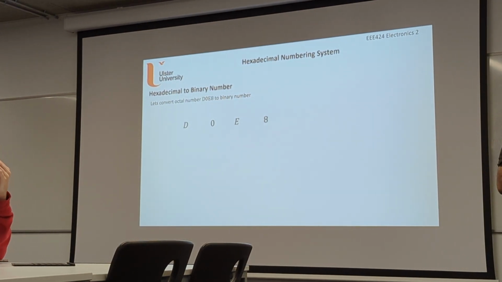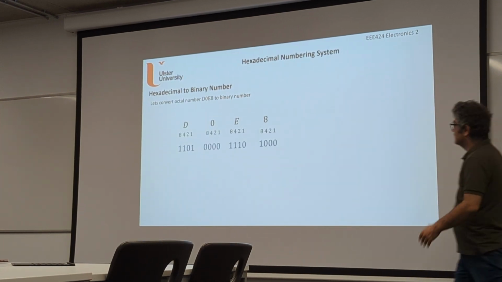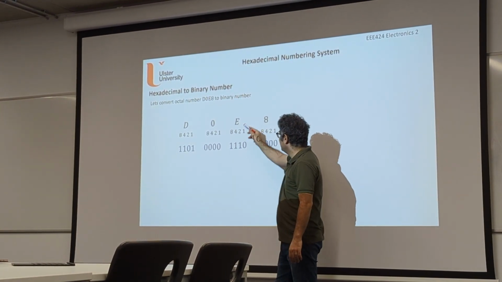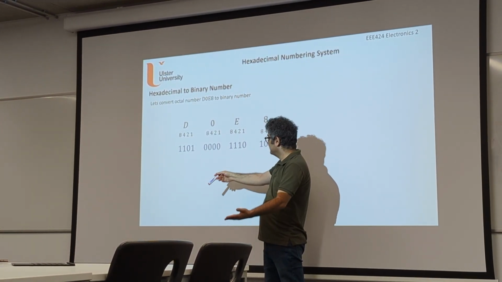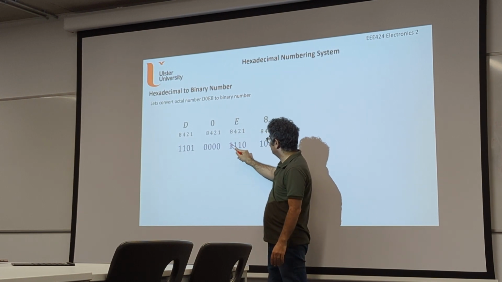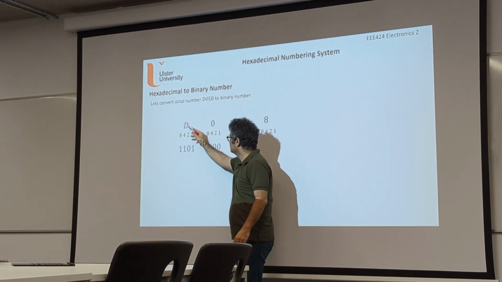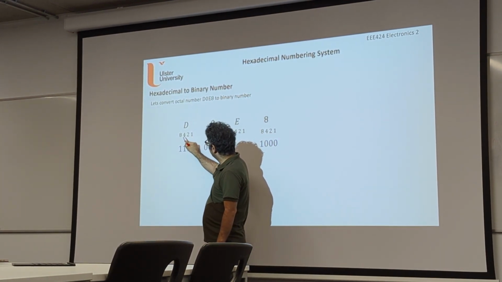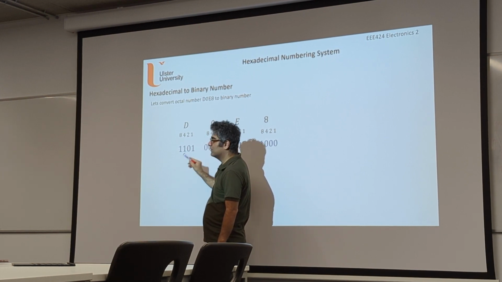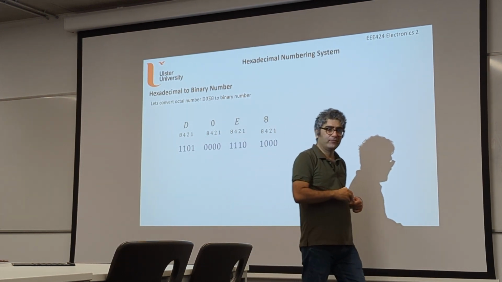D, 13. 1, 2, 4, 8. 1 plus 4 plus 8. Then 1, 0, 1, 1. Yeah? This is the answer. 8 would be 1, 0, 0, 0. E would be 14. 2 plus 4 plus 8. 0, 1, 1, 1. 0, all of them 0. D, 13. 1 plus 4 plus 8. 1, 0, 1, 1. Clear? Yeah.